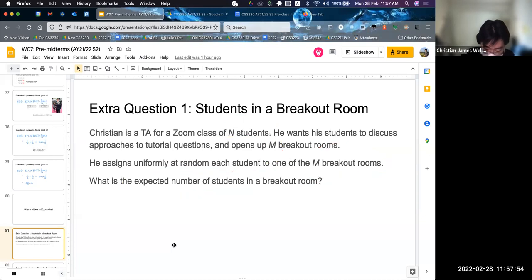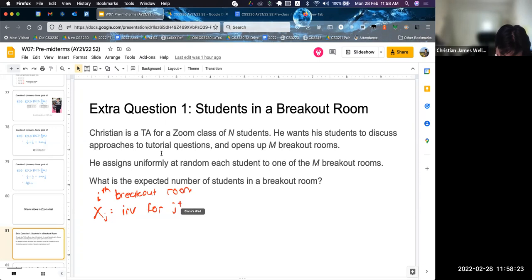Okay, so let's focus on the ith breakout room, right? Here the argument applies to all the m breakout rooms, so I just fix a general breakout room. The indicator random variable here: let Xj be the IRV for the jth student going to the ith breakout room.